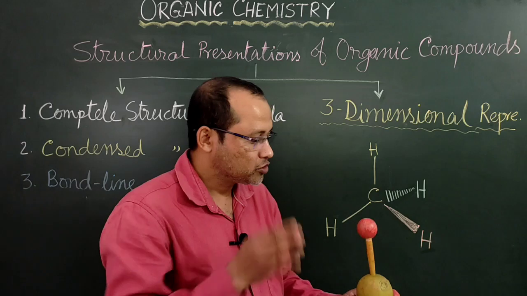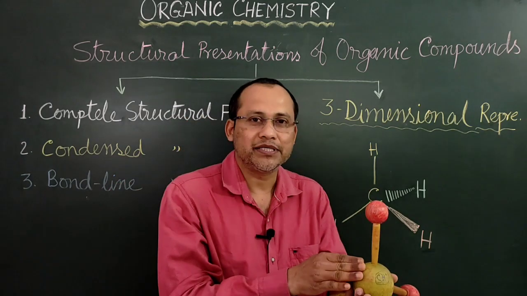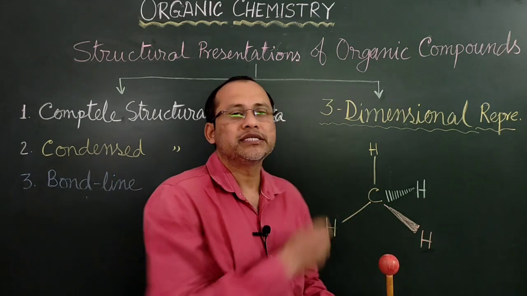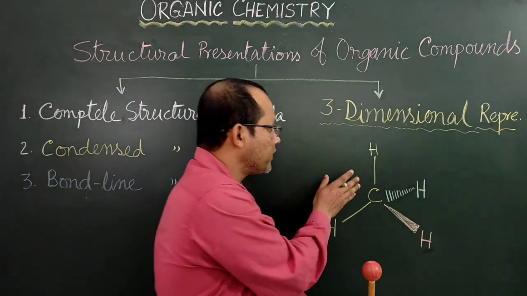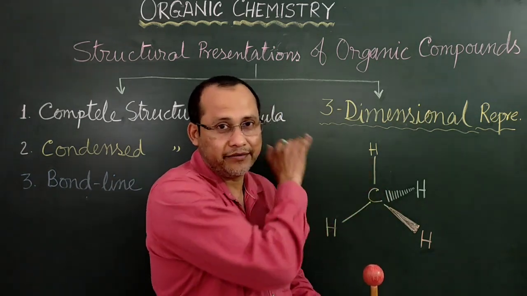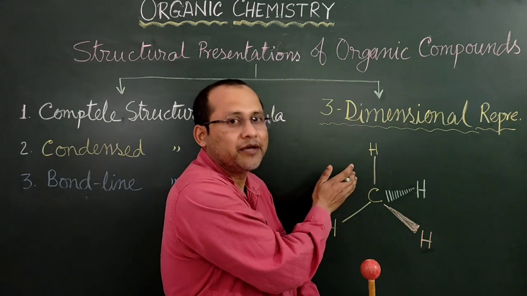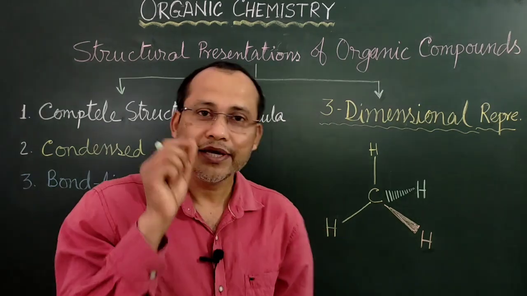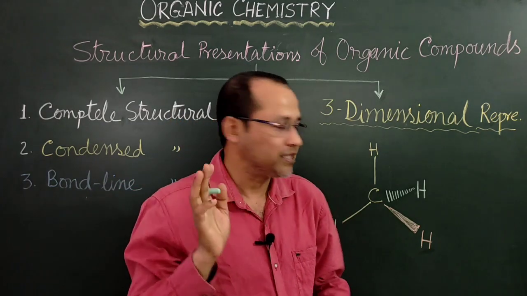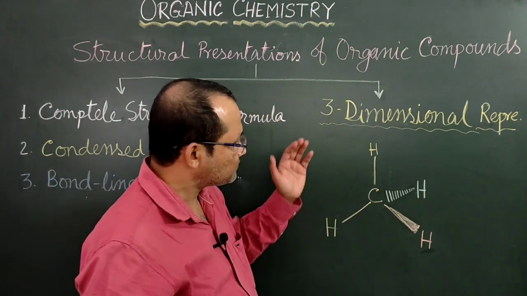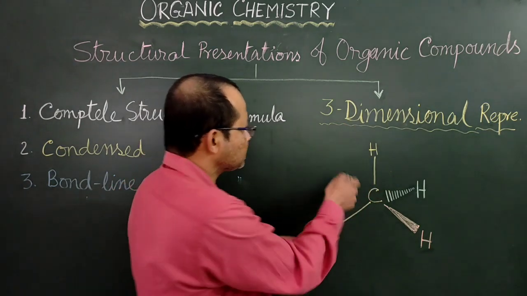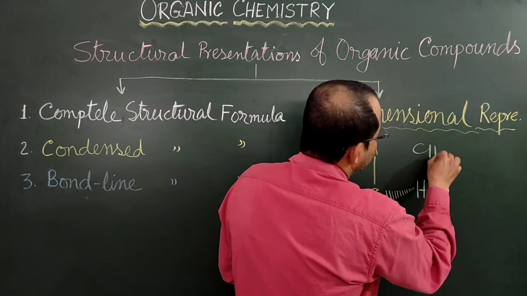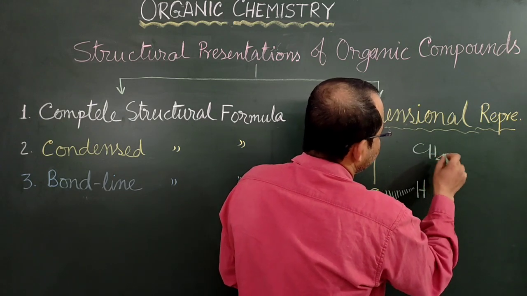So is it okay? So in this way we can represent a compound in a 3D manner on a 2D plane, maybe on a paper, maybe on board. So in this way we can represent the 3D structure. Now let me consider another compound. This was the simplest compound, named methane, and formula is CH4.